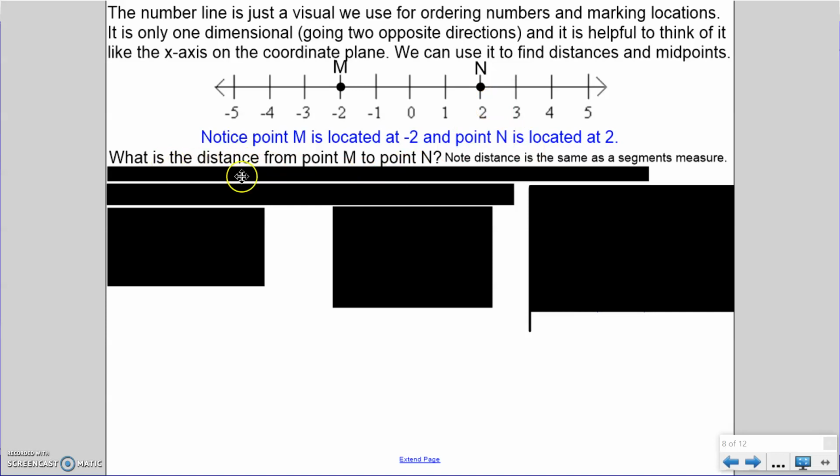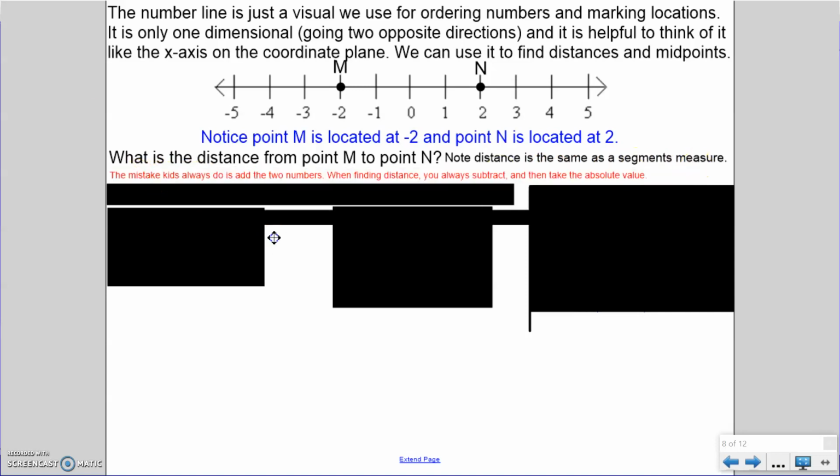The question is, what is the distance from M to N? And note that distance is really the same thing as a segment's measure. Now a lot of kids mess up and they add the two numbers together. Alright, if I add -2 plus 2, I get 0. It is not 0 from here to here. This thing, how long is this? Alright, when finding distance, you always subtract and then take the absolute value.